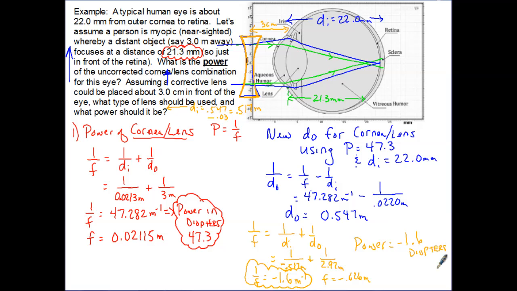And with everything else being the same, that person's eye is bending the light too much, so it focuses in front of the retina. Now with that new diverging lens placed in front, it spreads that light out a little bit before entering the cornea lens combination, and sure enough, that should shift that focus back, and that person can now see that distant object more clearly.